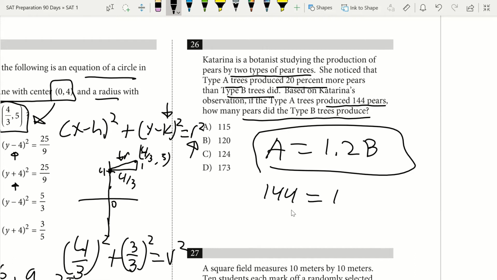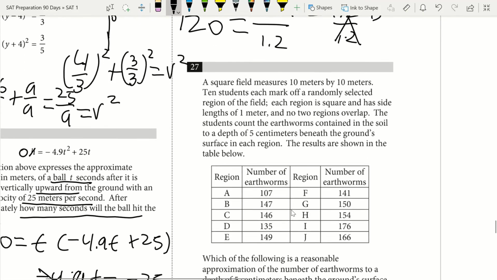Okay, well we know A is 144. We go ahead and set that equal to 1.2 times B, divide each side by 1.2 to solve for B. Then we just plug that in our calculator. Plugging that in is going to give us 120. So our answer then is going to have to be answer choice B for number 26. Okay, so that one right there is not too difficult.